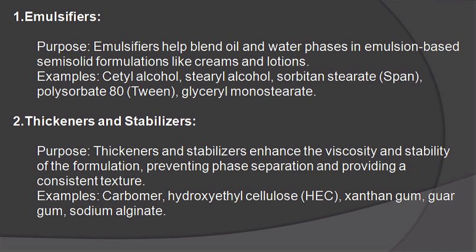First, emulsifiers. Purpose: emulsifiers help blend oil and water phases in emulsion-based semisolid formulations like creams and lotions. Examples: cetyl alcohol, stearyl alcohol, sorbitan stearate, Span, polysorbate 80, Tween, glyceryl monostearate. Second, thickeners and stabilizers. Purpose: thickeners and stabilizers enhance the viscosity and stability of the formulation, preventing phase separation and providing a consistent texture. Examples: carbomer, hydroxyethyl cellulose, HEC, xanthan gum, guar gum, sodium alginate.